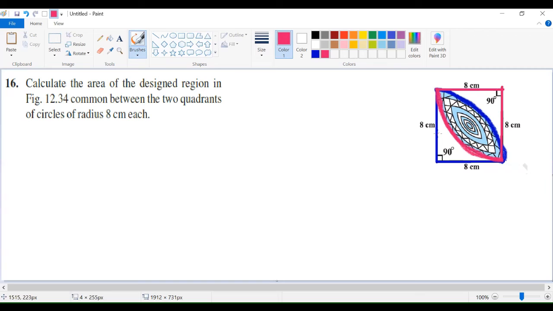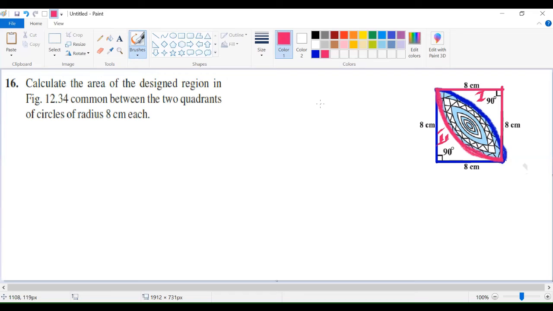So that means to find the area of that design, first we have to find the area of the square. From that, what we have to do? Remove the area of the remaining parts. Let this be part 1 and let this be part 2. So we need to remove those two parts. Is it clear? Then we will get the area of this design.